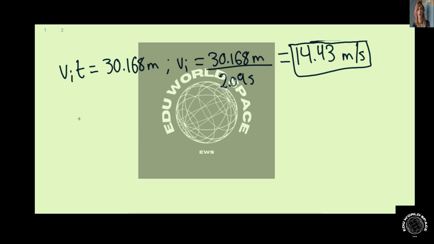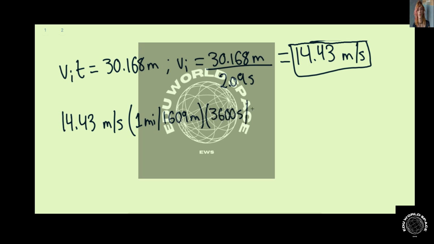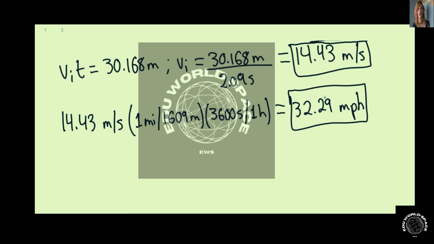And then they want this in miles per hour. So we can have 14.43 meters per second. For every 1 mile, there are 1,609 meters. And then there are 3,600 seconds in every 1 hour. And so we get 32.29 miles per hour. So this would be our answer in miles per hour. This would be our answer in meters per second.